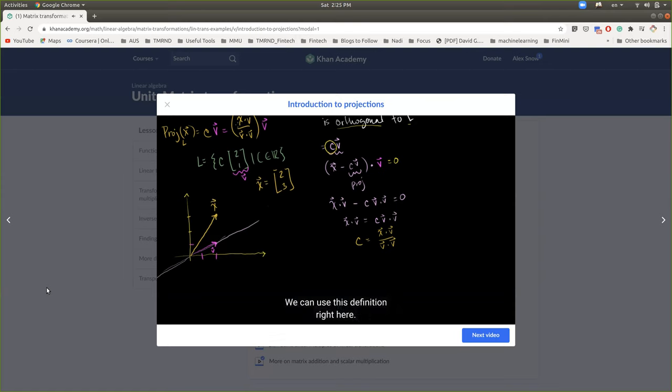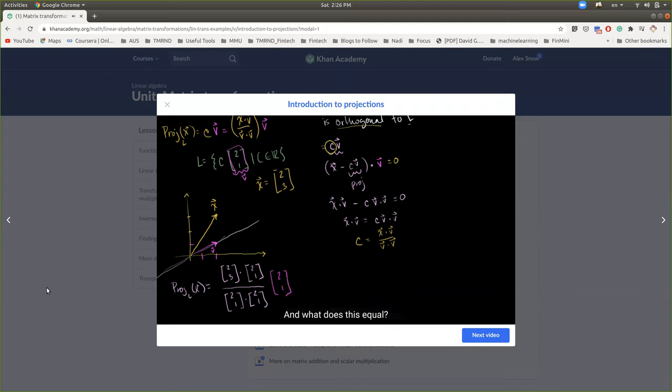We could use this definition right here. So let me write it down. The projection of x onto L is equal to what? It's equal to x dot v, right? Where v is the defining vector for our line. So it's equal to x, which is 2, 3, dot v, which is 2, 1, all of that over v dot v. So all of that over 2, 1 dot 2, 1, times our original defining vector v, which is this one right here, 2, 1. So times the vector 2, 1.